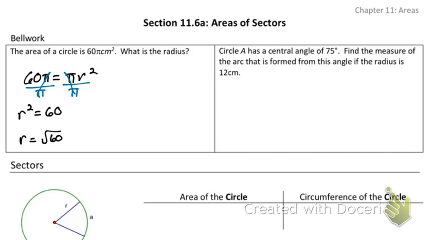Simplify. I have to simplify, because someone tell me what the simplified version of square root of 60 is. Yeah, 2 square root of 15. It'd be 2 square root of 15 because you can rewrite this as 4 times 15, which would equal 2 square root of 15.